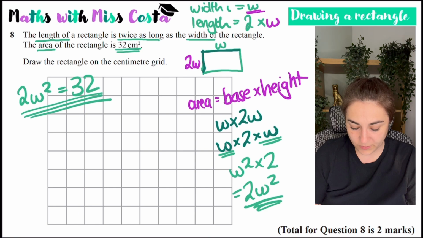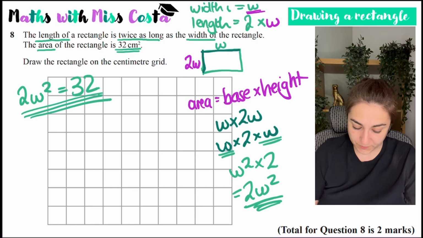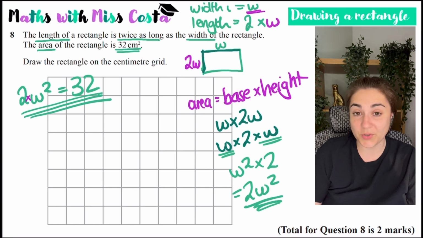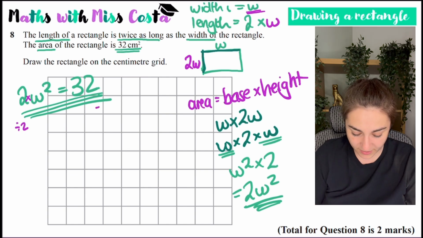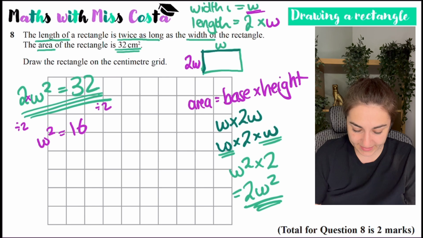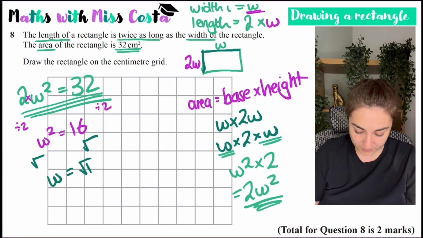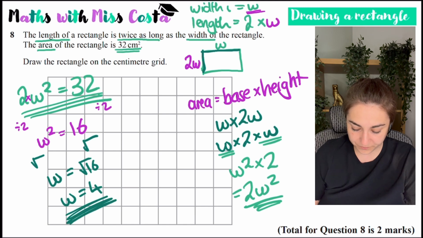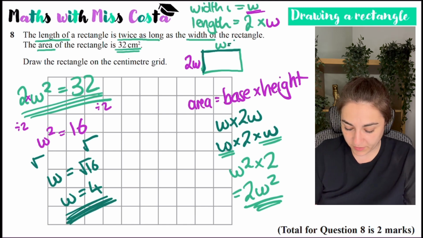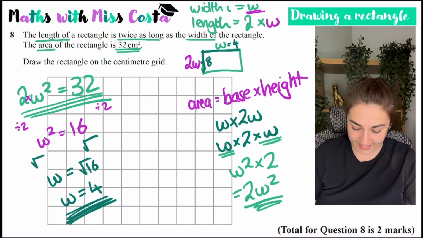So what I could do is try and figure that out. So what does this mean? It means 2 times W squared. So I divide both sides by 2 first. So W squared equals 16. And then for W squared, I'd have to do the square root of both sides because that's the inverse of squaring. So W would be the square root of 16, and W would be 4. So if W is 4, 2W, 2 lots of 4, is going to be 8.